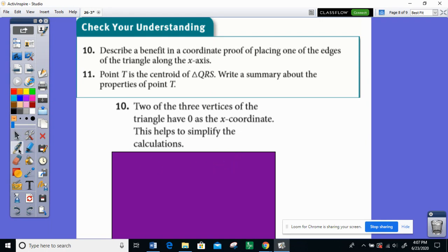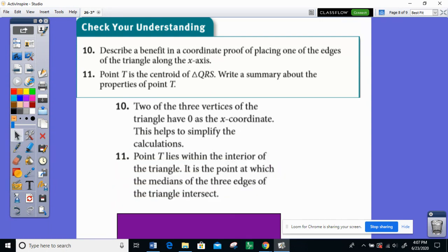So if point T is the centroid of triangle QRS, write a summary about the properties of point T. So point T lies always within the interior of the triangle, and it is the point at which the medians of the 3 edges of the triangle intersect.